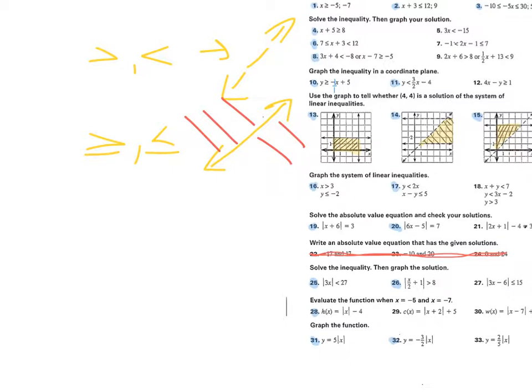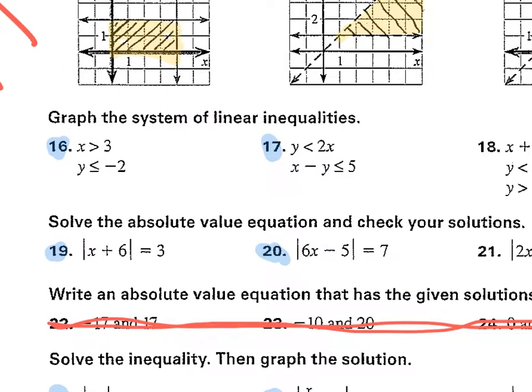Now in 16 and 17, you have to make sure they're in slope-intercept form, or these are vertical and horizontal lines. It's crossing the x-axis at 3. This one's crossing the y at -2. This one, we need to put in slope-intercept. This one's all set. It just doesn't have a b, so put +0.